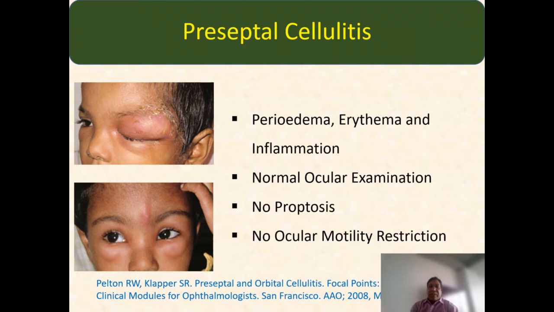Preseptal cellulitis occurs anterior to the orbital septum. Eyelid edema, erythema, and inflammation may be severe, but the globe is uninvolved. Therefore, pupillary reaction, vision, and ocular motility are not disturbed. Pain on eye movement and chemosis are absent.